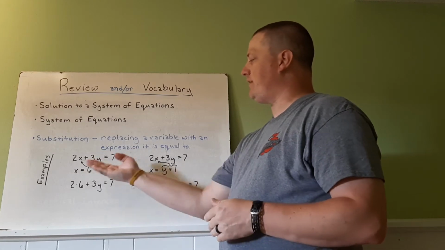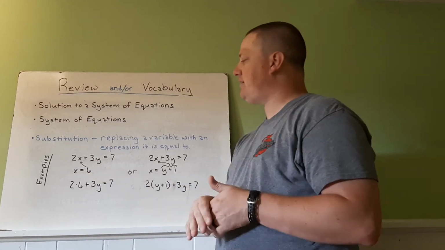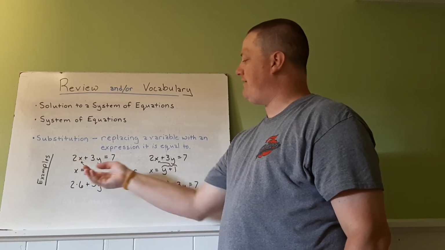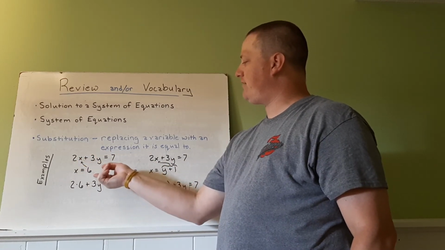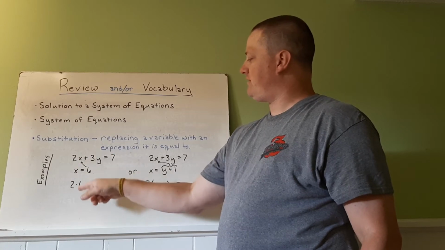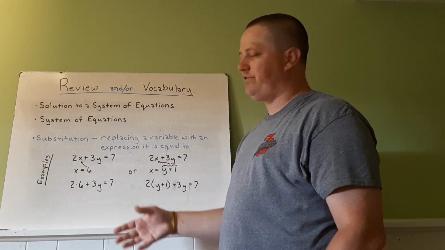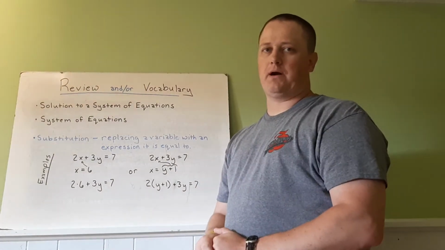Our first one is a really simple one with a number replacing a variable. So if I had 2x plus 3y equals 7 and I knew x equaled 6, I could substitute the 6 in for the x and create 2 times 6 plus 3y equals 7. This is a much simpler problem to solve.